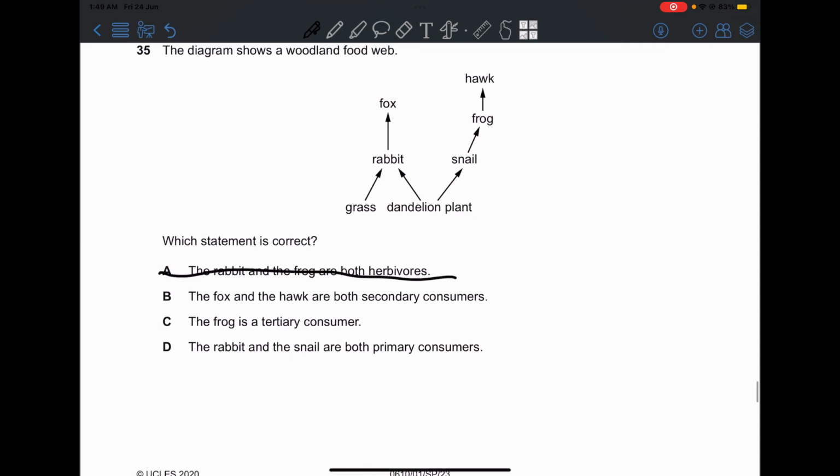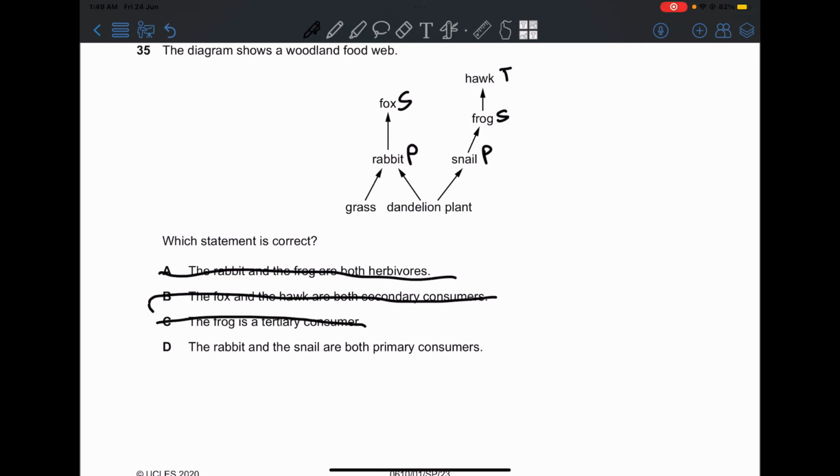B says the fox and the hawk are both secondary consumers. Now, the fox is, yes, actually a secondary consumer. This is the primary and this is the secondary. And the hawk is actually, this is the primary, secondary, and this is the tertiary. So, no, it's not going to be B. C is saying the frog is a tertiary consumer. Now, no, the frog is actually a secondary consumer, so this is also not correct.